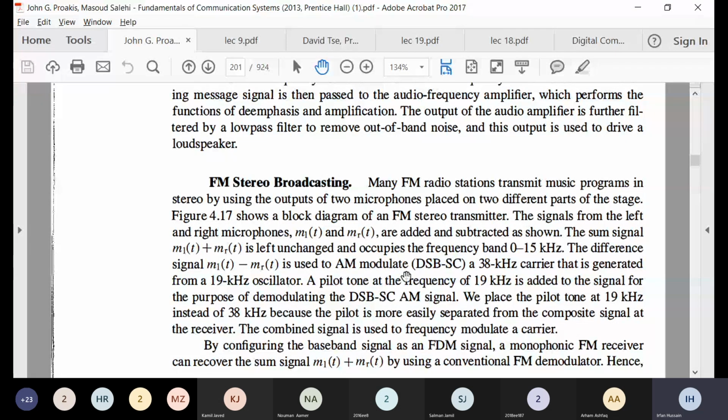This 19 kilohertz signal is also added to the composite signal having the addition and the subtraction at 38. The addition is as it is, with 38 plus this 19. This pilot is added so that it could help in synchronous demodulation. The pilot tone is placed at 19 kilohertz instead of 38 kilohertz so that it can be separated from the combined signal. And this combined signal then frequency modulates the carrier.